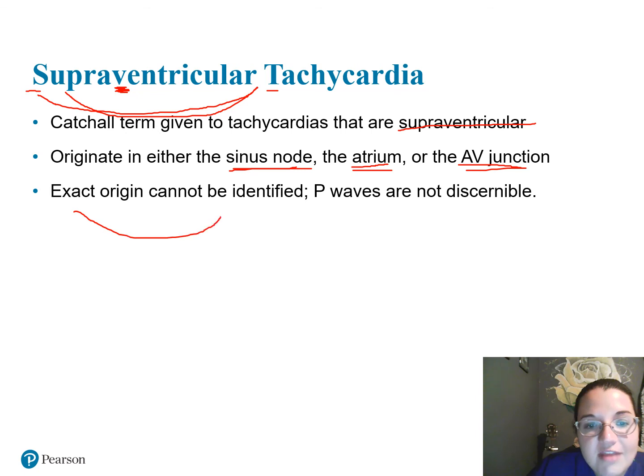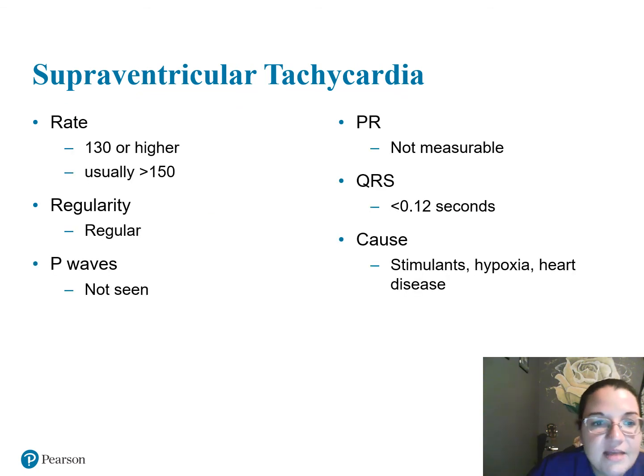Can we know the exact origin? No. P waves are not discernible in an SVT. My rate is usually going to be 130 or higher. I'm usually greater than 150. It's going to be regular, but P waves, can we tell them? No. If we can't see our P waves, can we get the PR? No. QRS, we can still see them. We can get that interval.